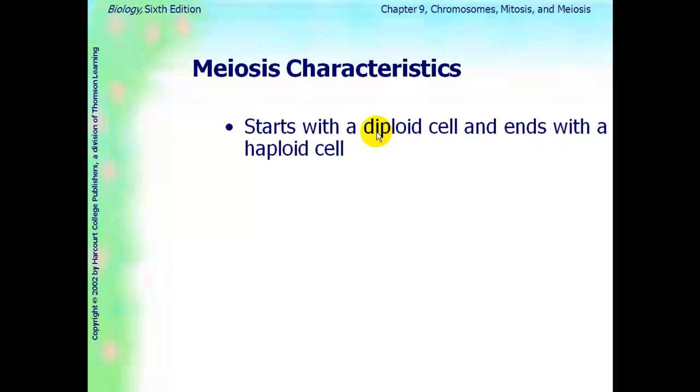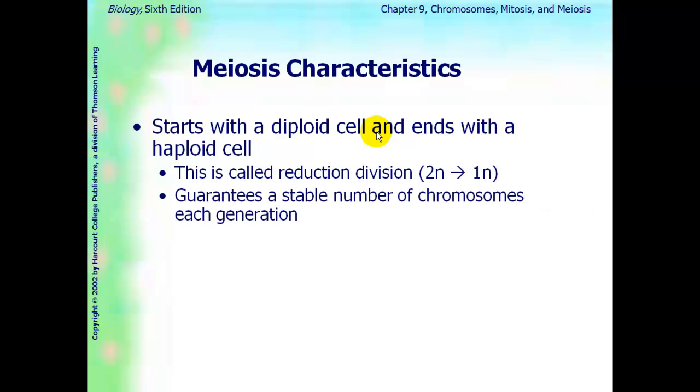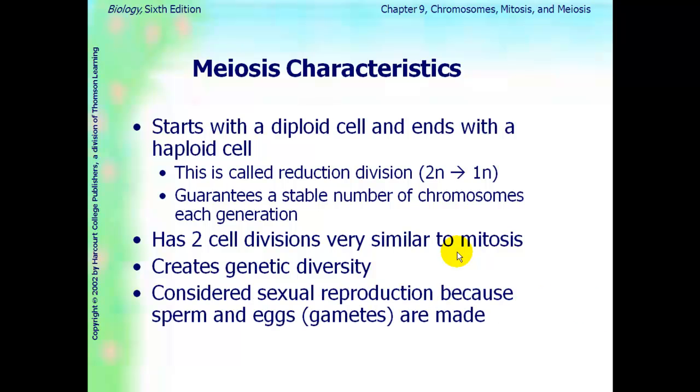So, characteristics of meiosis. Meiosis starts with a diploid cell, but ends with a haploid cell. This is called reduction division. So we're going from 2N to 1N. This guarantees a stable number of chromosomes in each generation because we're going to start with 46 and end with 23. Meiosis has two divisions, and these divisions are similar to mitosis. Meiosis creates genetic diversity. Mitosis did not. Meiosis is considered sexual reproduction because sperm and eggs are actually being made.